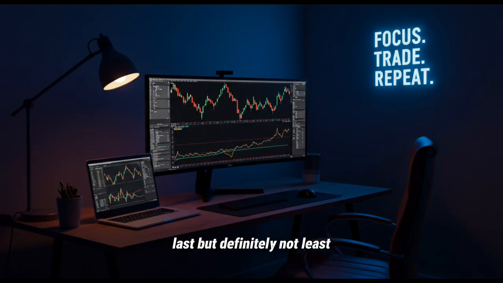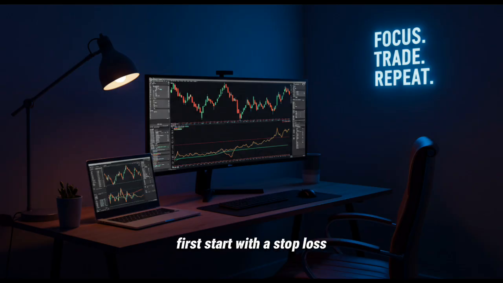Last but definitely not least, risk management. And honestly, this might be the most important step of all. This is your safety net, and it's what keeps you in the game even when trades don't pan out. Even the best setups can fail sometimes, and without a solid risk plan, one bad trade can wipe out your account. Risk management is your shield.